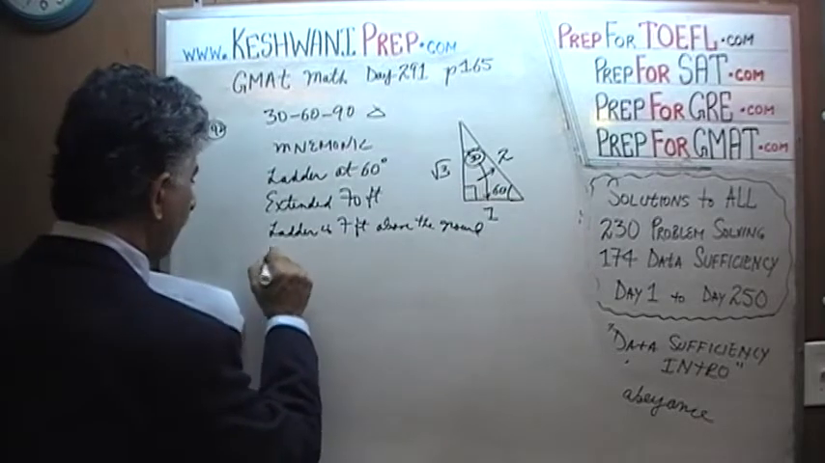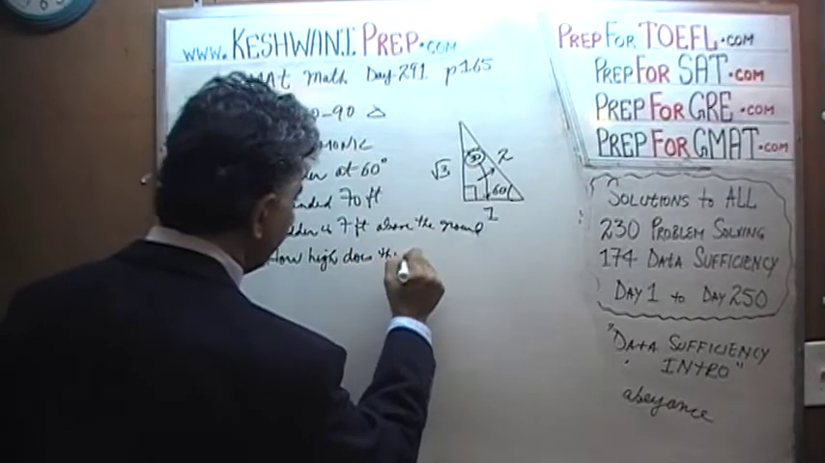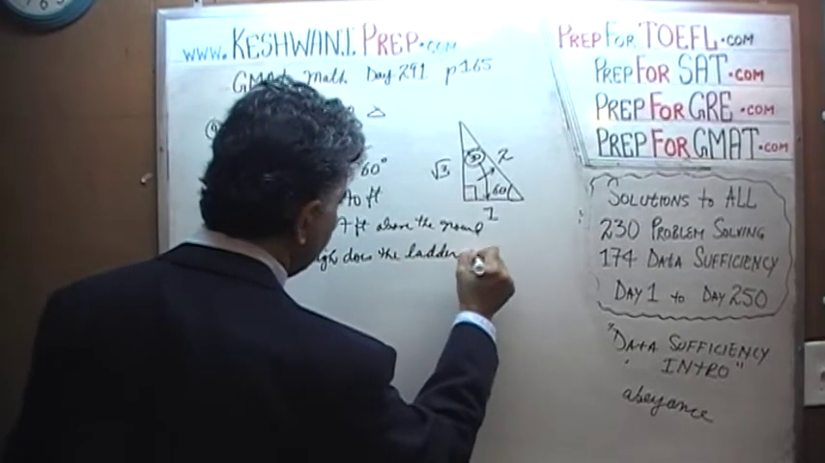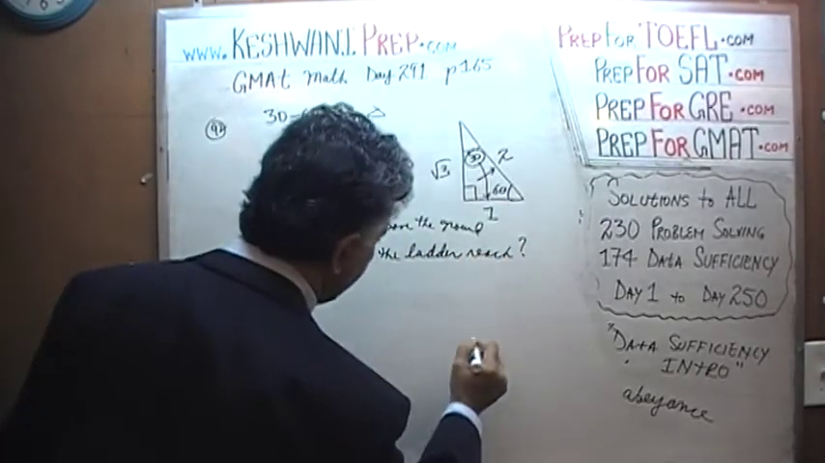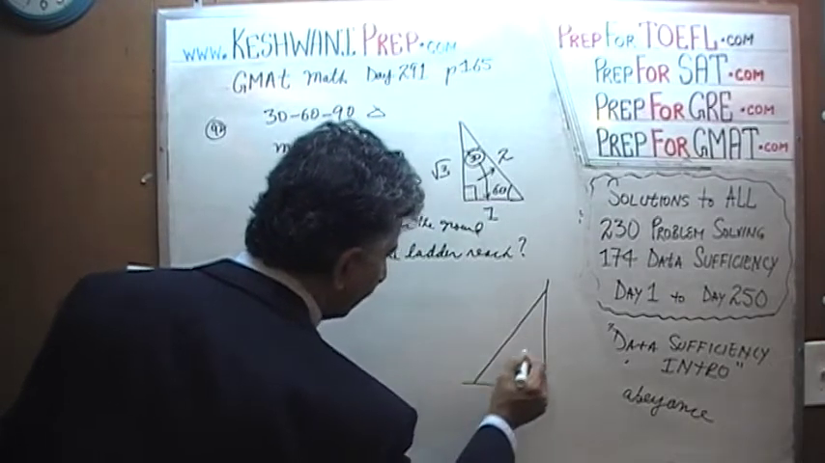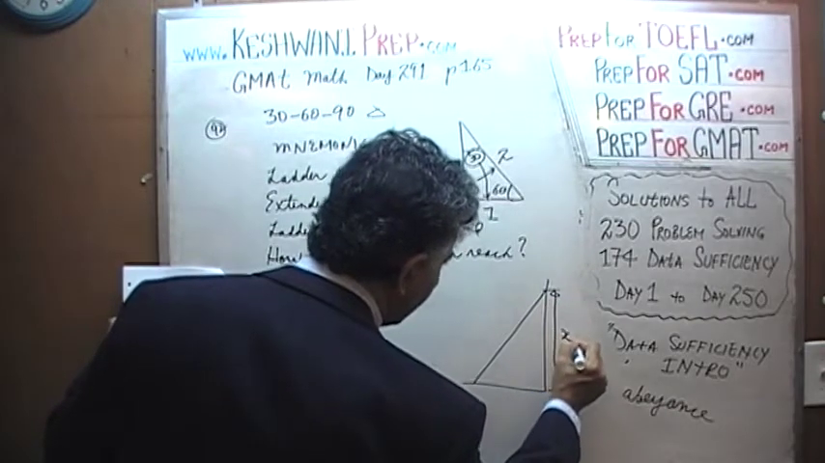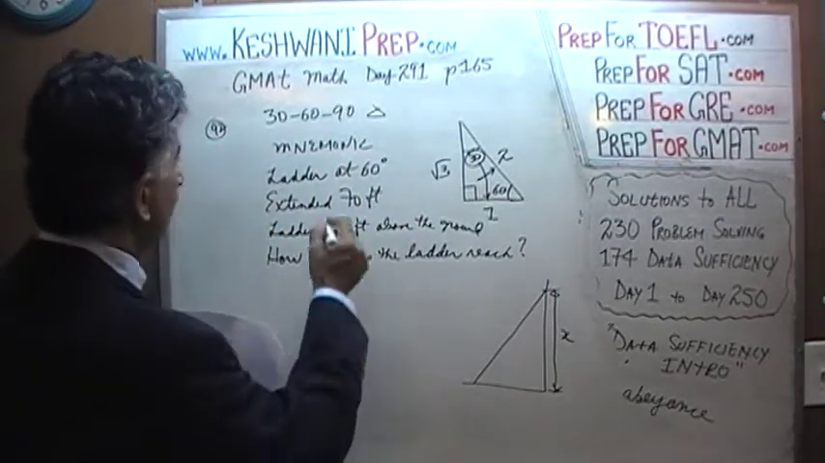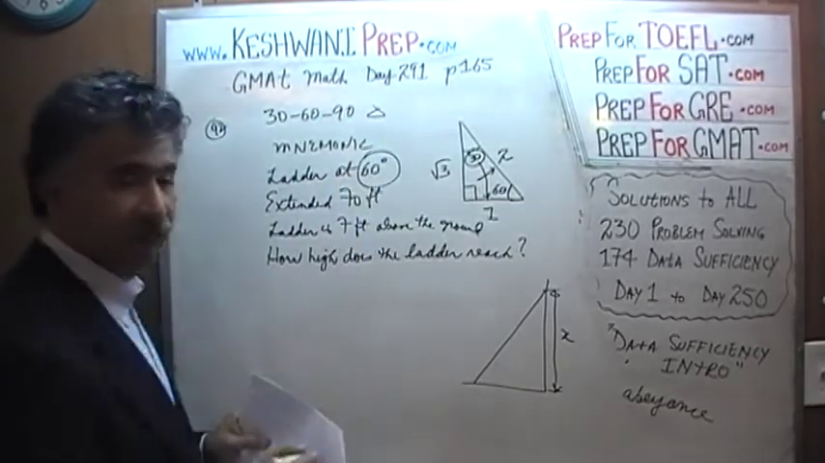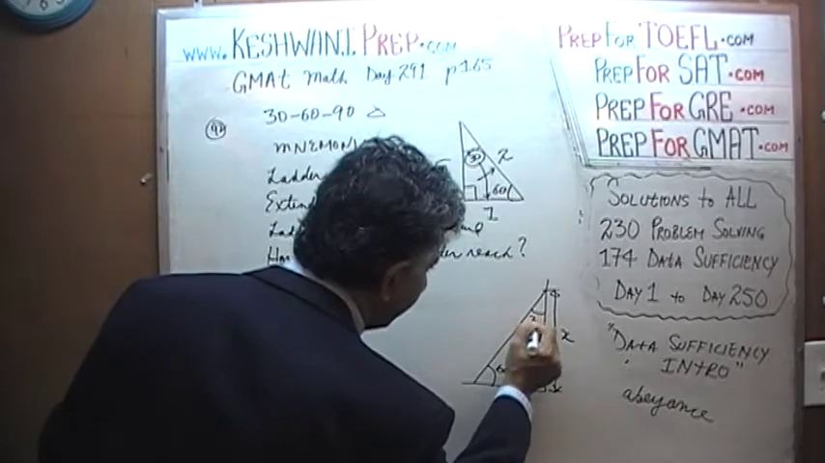The question simply is, how high does the ladder reach? So here's our ladder. Here's the wall. Question is, how high does it reach from here to here? Let's call it X here. And we are told that it is at 60 degrees. So this angle that it makes is 60 degrees, which means this is 90 degrees.